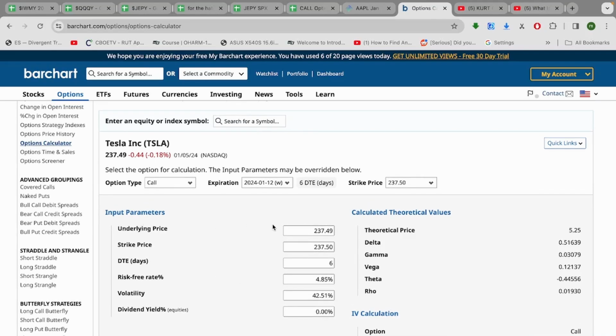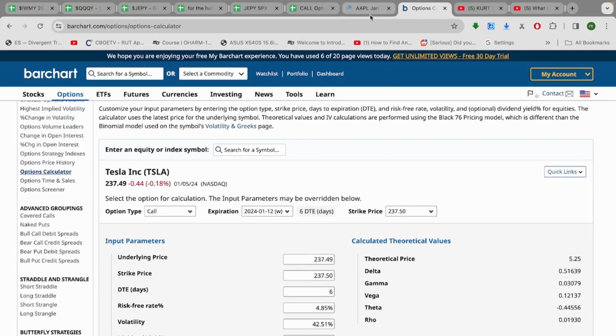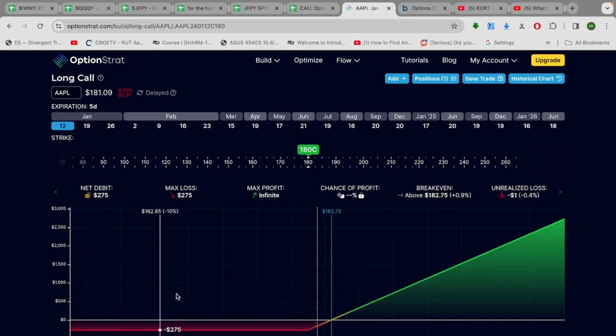All right, so Tesla is trading at 237.49, and we're going to use 237.50. That's only 1 penny away from being at the money, so that's a very fair comparison. So look, this Tesla option cost $5.26, where this Apple option only costs $2.75. Well, what's the difference? Well, there's several things.